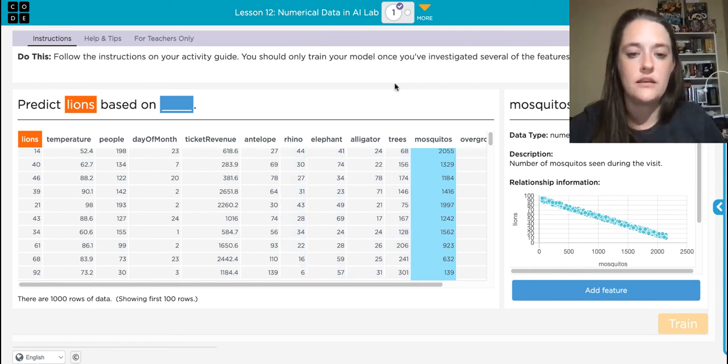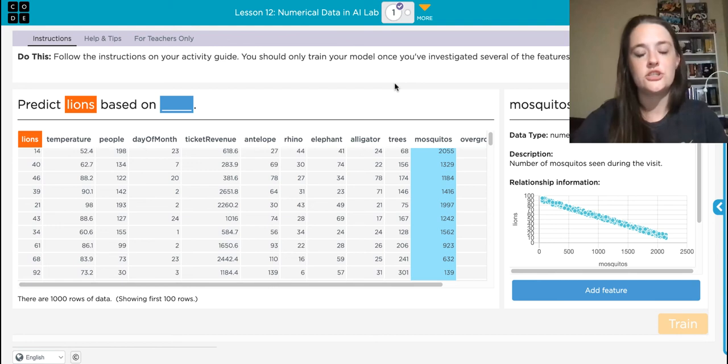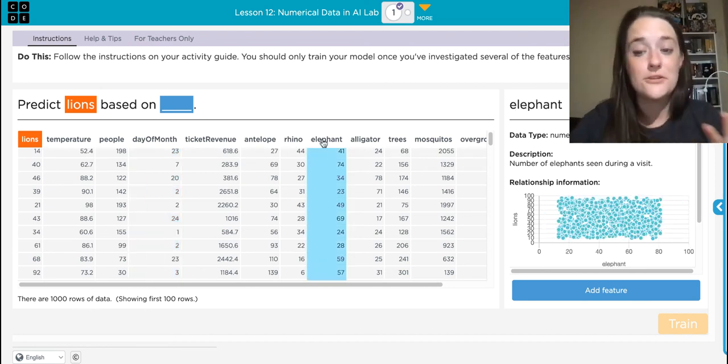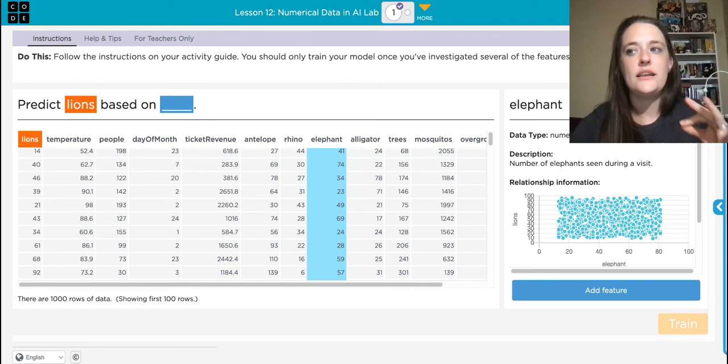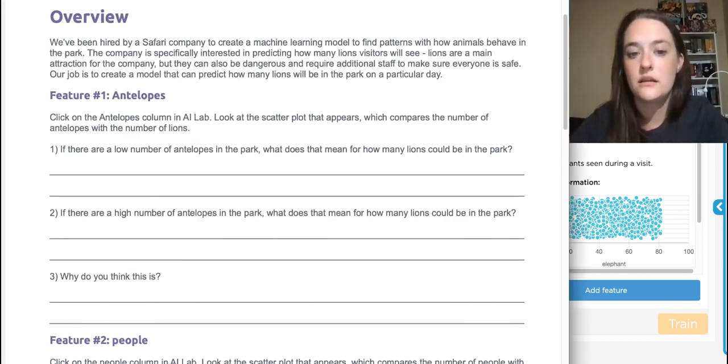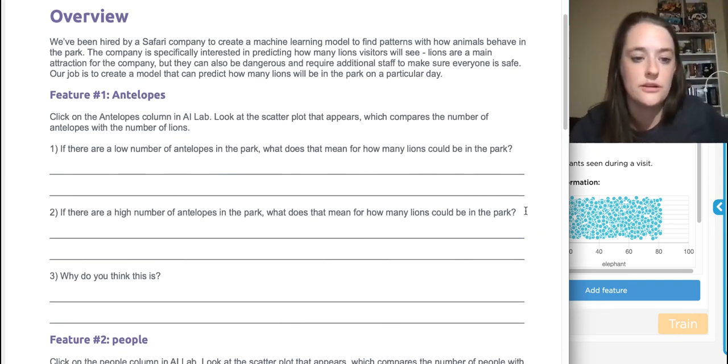look at all of the data. Choose the features. Remember that all of the features don't make it more accurate. So don't choose all of the features. If you add day of the month and elephant, those are not going to make it a more accurate model. Okay, so try to keep it under 5 features. All right, and then try to get it with 80% accuracy or better. The higher the accuracy, the better.